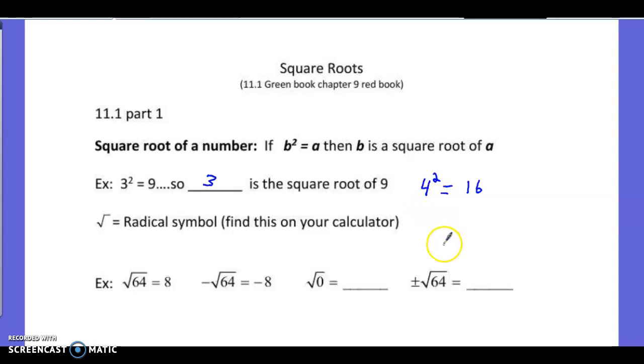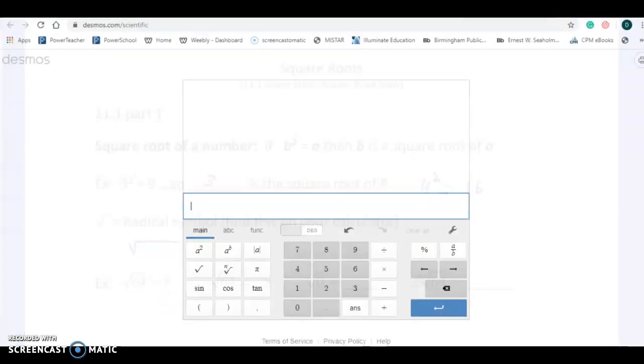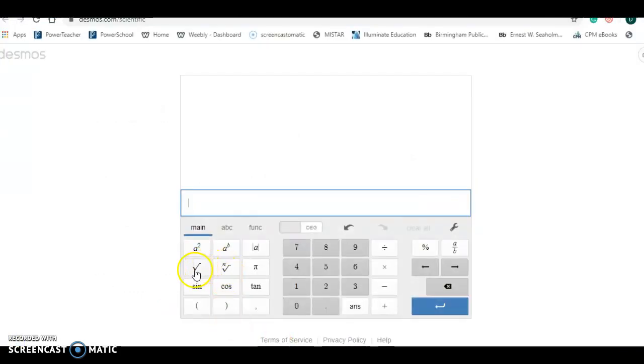All right, so now how we represent a square root is with this symbol. It's called a radical symbol. You just kind of go up like that. Whatever's underneath, you're basically asking what is the square root of that number. On your calculator, there's this calculator I found online. This is your square root symbol. This would be if it was a cubic root or something other than a square root. But for right now, we're just going to be looking at square roots.